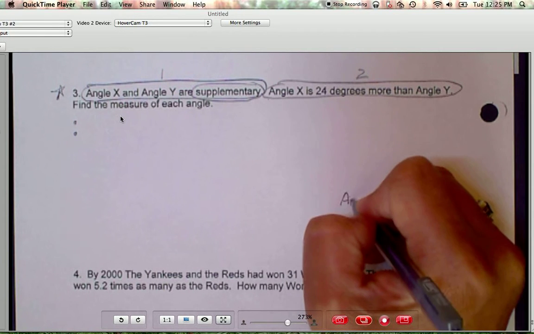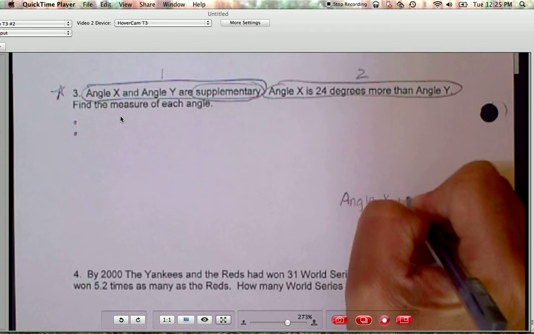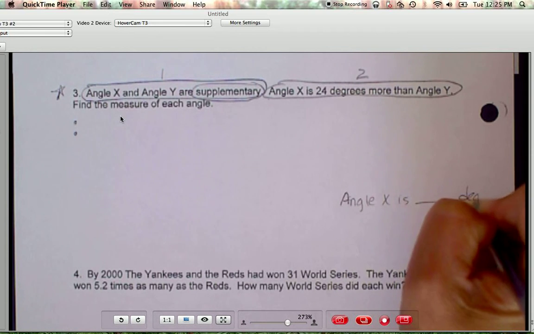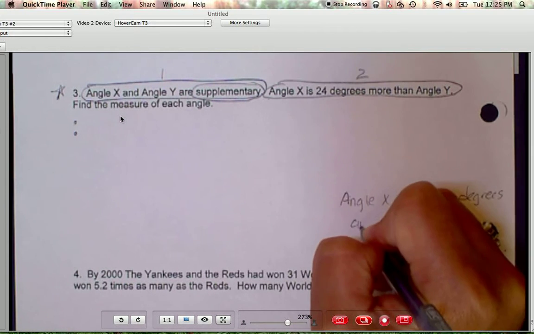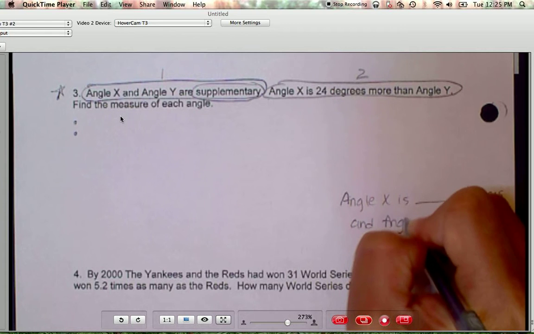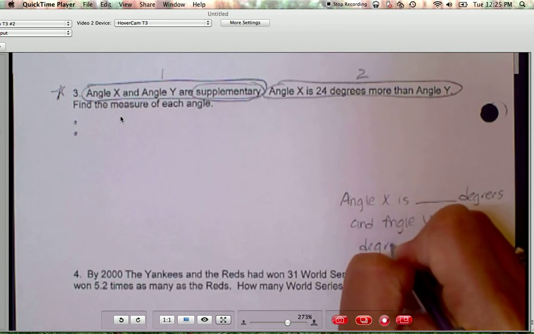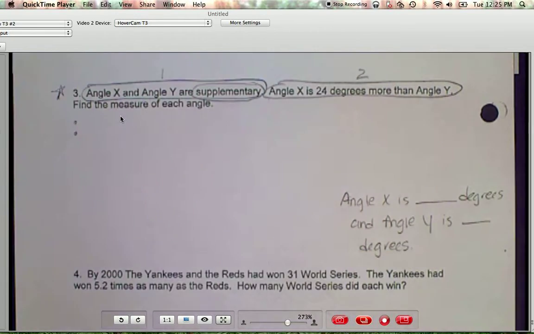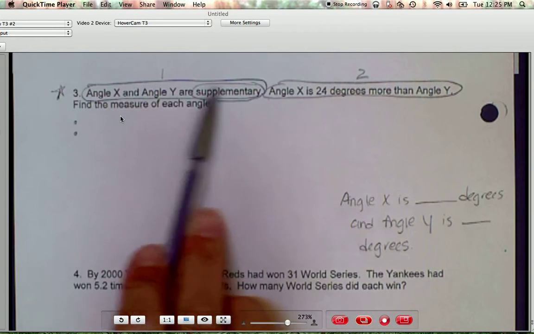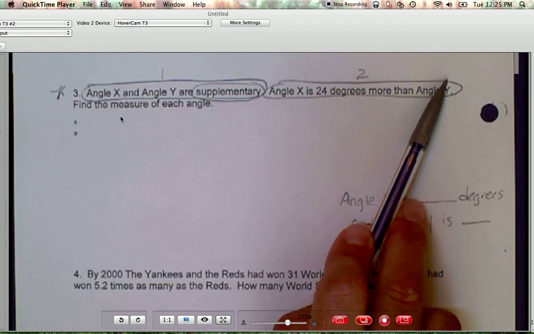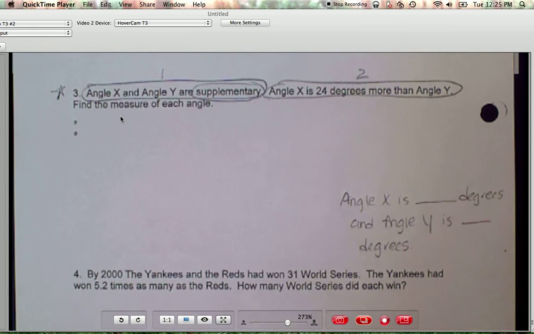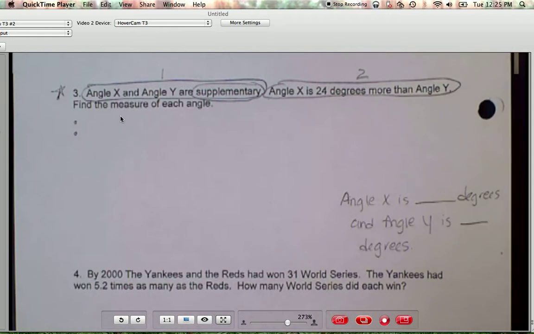Angle X is blank degrees, and angle Y is blank degrees. Okay? So I would like you to look up supplementary, write an equation for the first sentence, write an equation for the second sentence, and solve that on your own. Bring that to class tomorrow. We'll go over that one first thing.